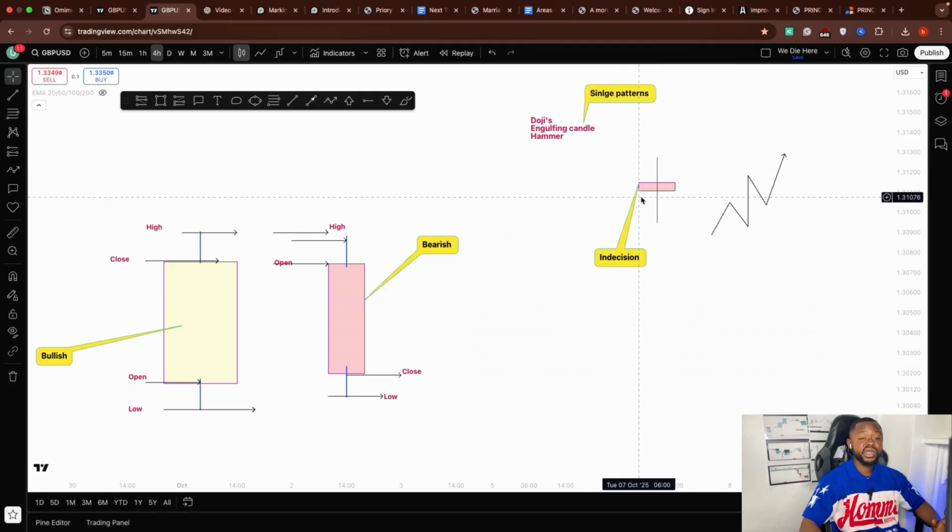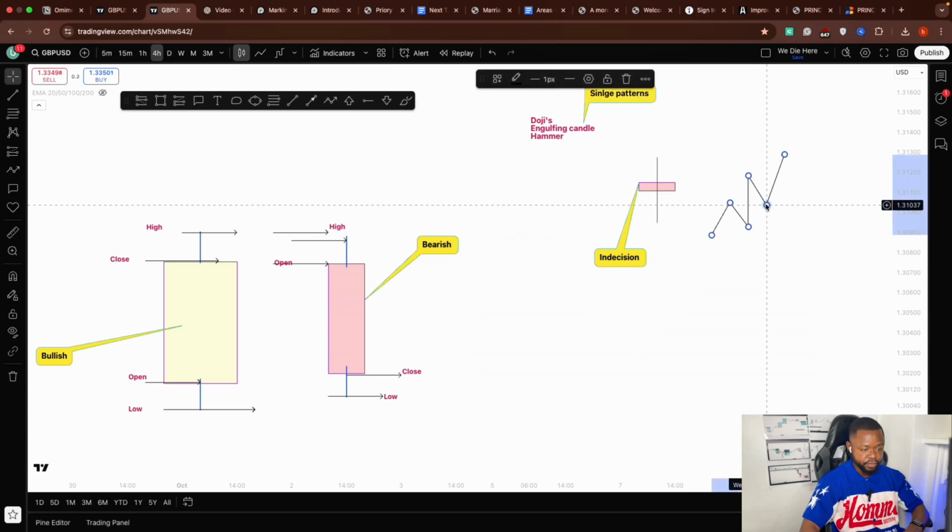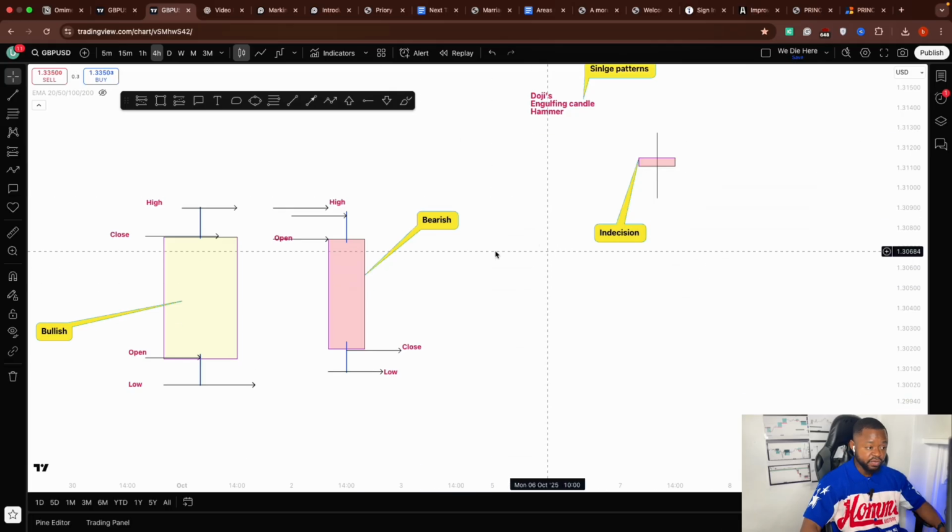And dojis are very important in the market, but you can see dojis everywhere. So it's very important when it is at a critical point, like an area of interest. That's what makes it an important candlestick. So I'm going to leave all of this here because I'm going to be taking information from all of it.